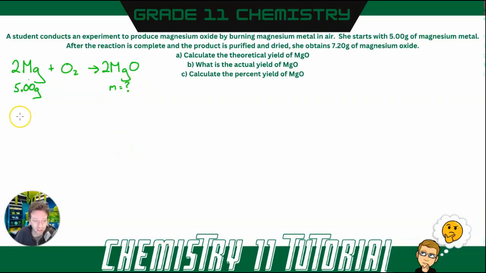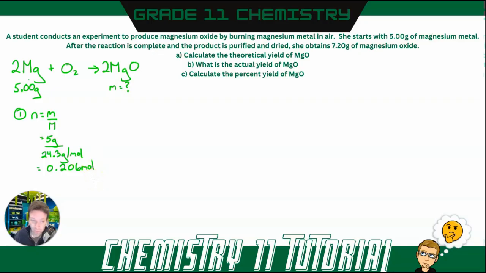Okay, so step 1, like any stoichiometry question, find the number of moles of magnesium. So moles equals mass over molar mass. So we have 5 grams divided by the molar mass of magnesium, which is 24.3 grams per mole. So that gives us a mole of 0.206. So 0.206 moles.